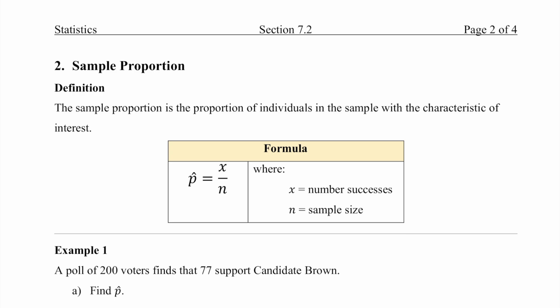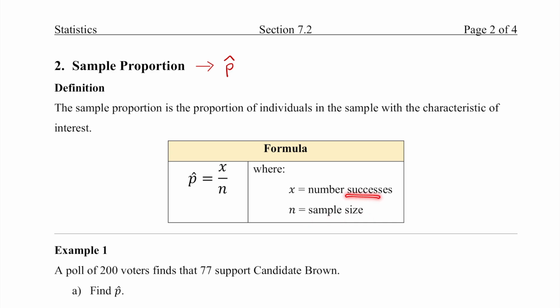Let's learn how to calculate the sample proportion, denoted by p hat. The sample proportion is the proportion of individuals in the sample with the characteristic of interest. We calculate it using the formula p hat equals x over n, where x is the number of successes and n is the sample size.